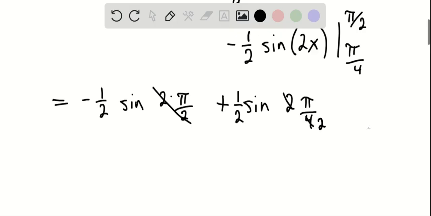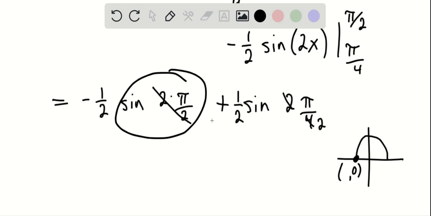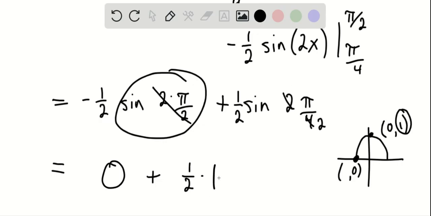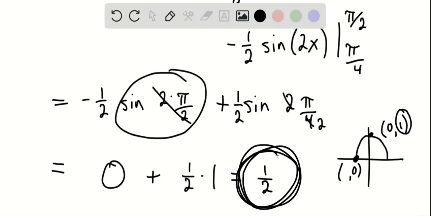So what is sine of each of these? Well, sine of pi is the y coordinate, which is the ordered pair 0. I went to pi, by the way. So this piece is 0. So really what we're left with is negative 1/2 times 0 is 0, plus this value for sine of pi over 2. We want the y coordinate, which is 1. So this piece is 1. 1/2 times 1 is 1/2. That's your answer, 1/2.